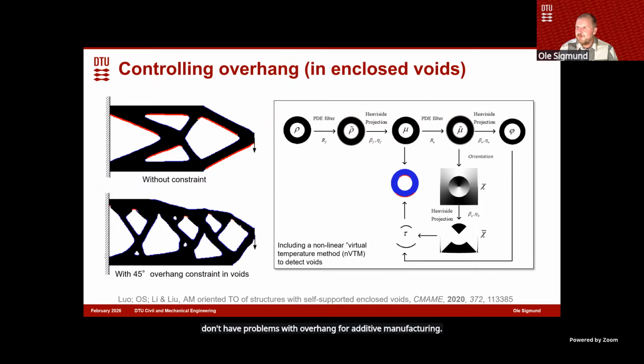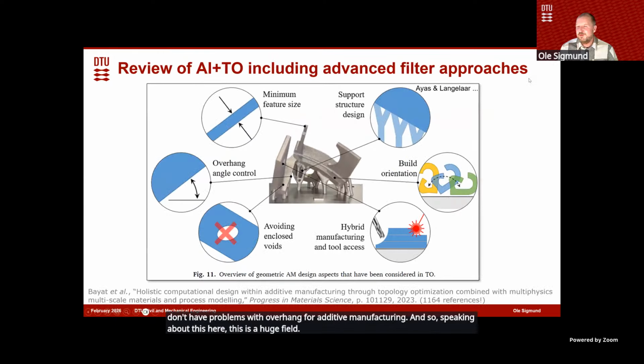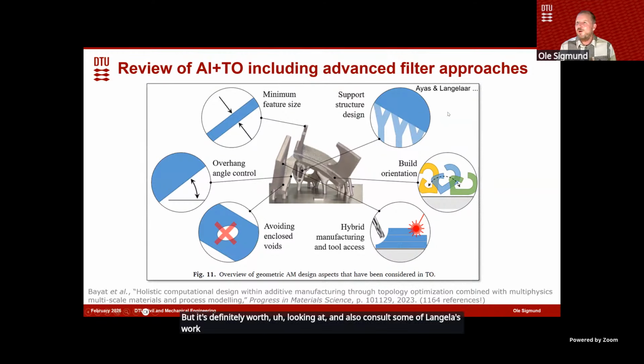And speaking about this, it is a huge field. I think one of the main contributors is probably Matthijs Langelaar. If you want to find a review on this, we have this quite formidable paper that has 1164 references, not all to AM constraints and filters, but it's definitely worth looking at, and also consult some of Langelaar's work that shows how you can use filtered strategies to control geometry in topology optimization.